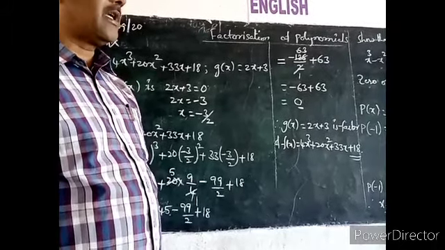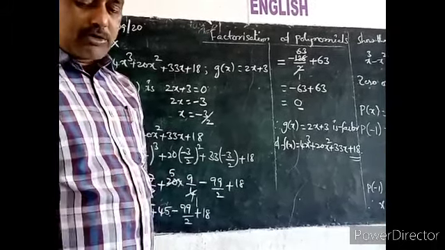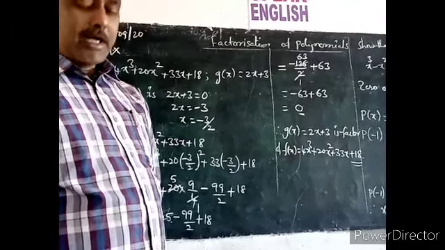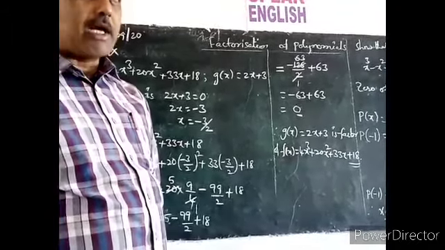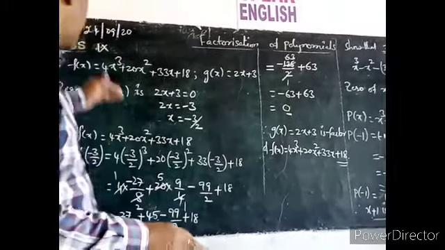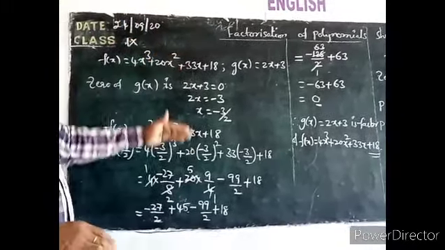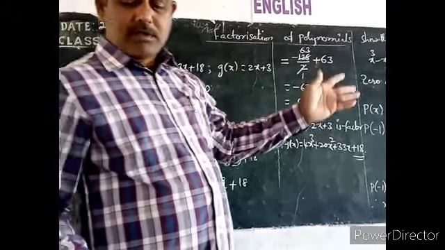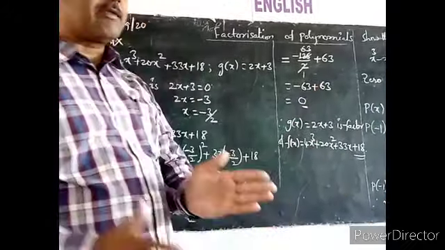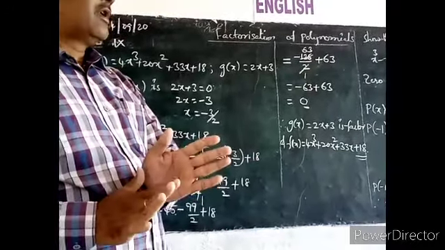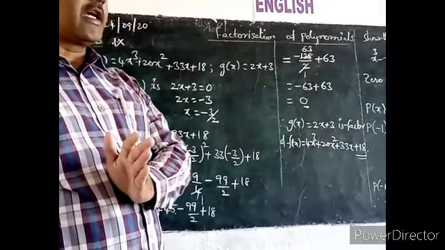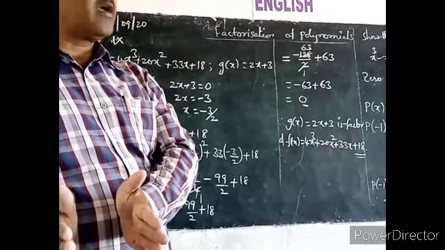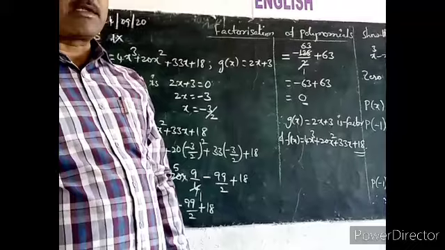Here, in place of g of x, one time you should take x minus 2, one time x plus 3, and another time x minus 4. That means 3 times you have to follow this method. Here first, x minus 2 is 0, so x equals 2. The given polynomial is assumed as p of x.